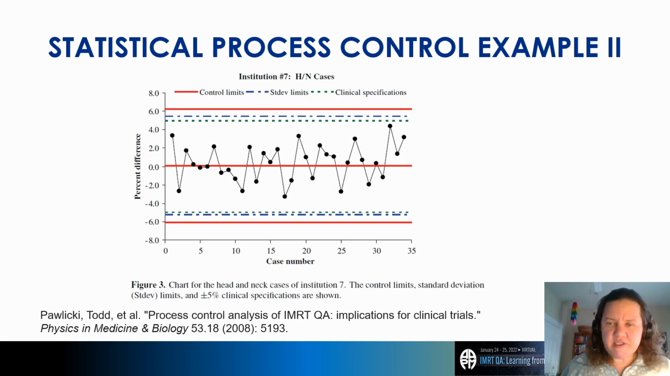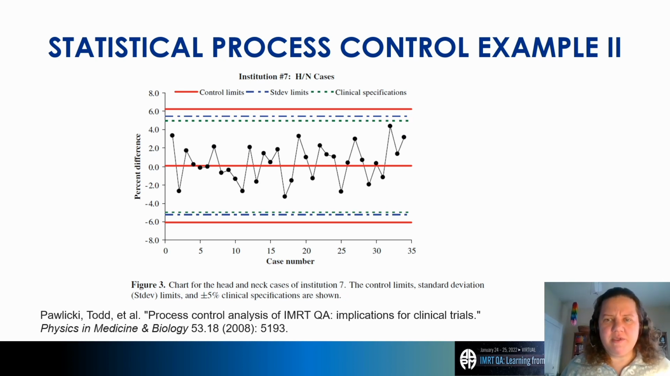flag very often. This plot looks quite different for head and neck plans that typically have a lot of modulation. And in 2008, when this paper was published, our machines were much less capable than nowadays to deliver these complex plans. So what you can see is you still have a mean around 0. Your clinical specification is plus minus 5%, but based on the data set that you use to set your control limits and your standard deviation, you can actually see that the standard deviation is on the order of slightly larger actually than the clinical specification.